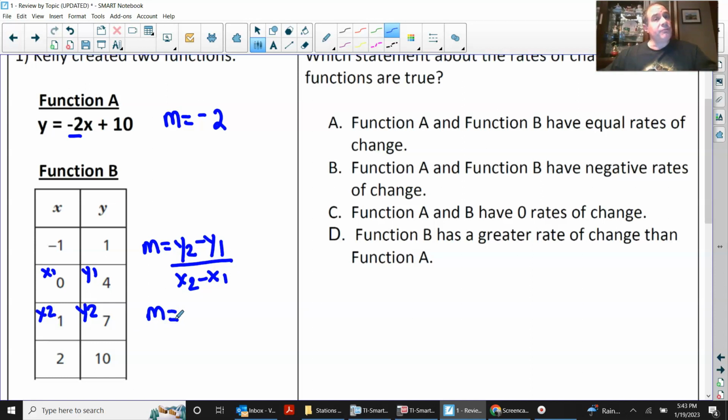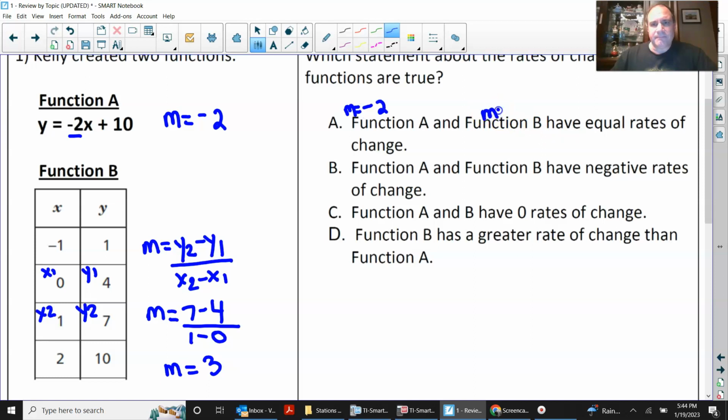You only have to figure out slope once, and then you can compare the functions, the rates of change. So we have 7 minus 4. That's y2 minus y1 as labeled in my table, and then 1 minus 0. So m equals 7 minus 4, 5, 6, 7. That's 3. And then 1 minus 0 is 1. So I'm just going to leave it 3. So function A is negative 2. That's the slope.